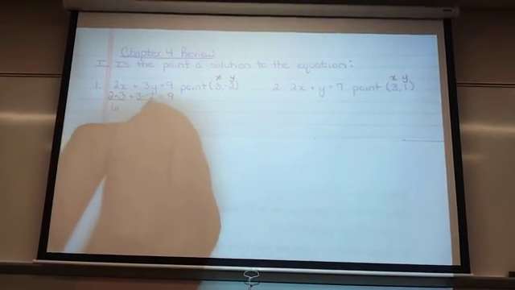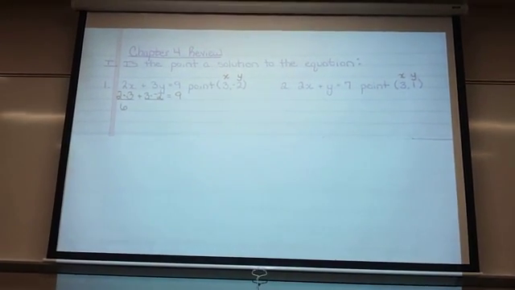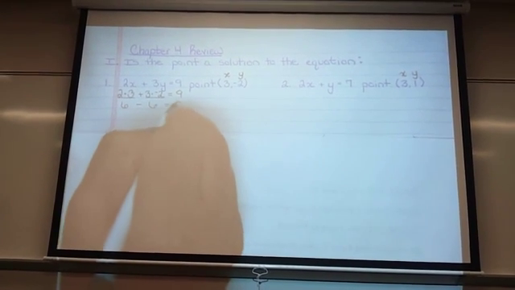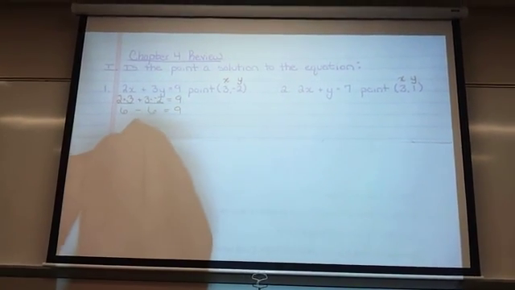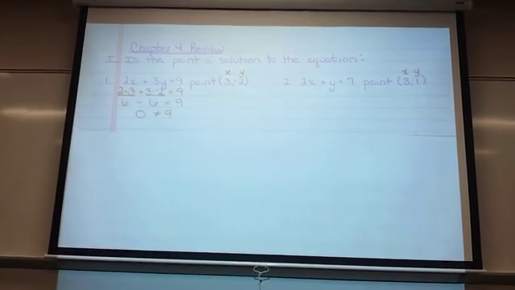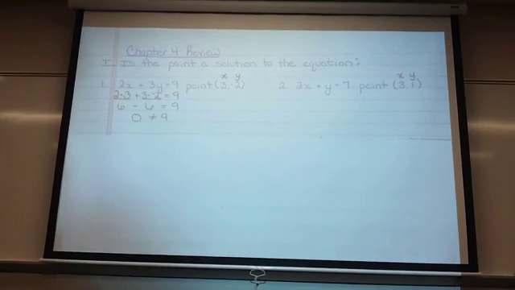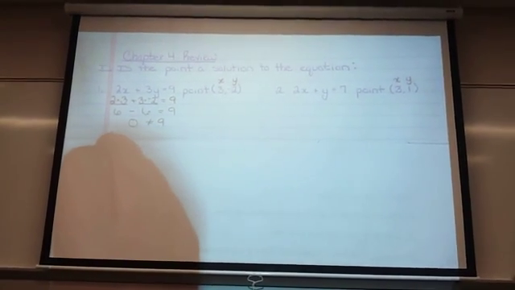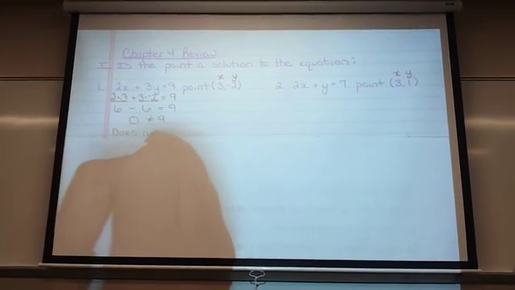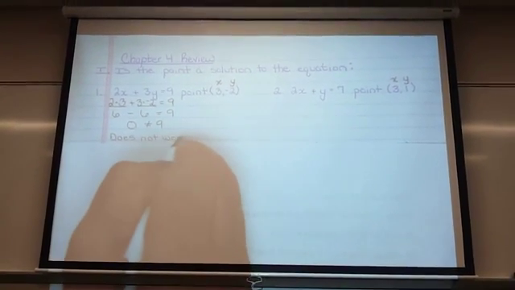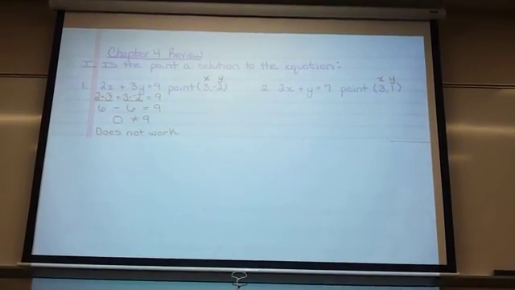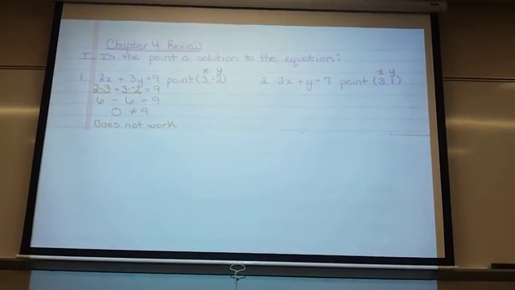What would a positive 3 times a negative 2 be? Negative 6, or minus 6. Equals 9. And 6 minus 6 is 0. So that definitely does not equal 9. And you can either show me just by putting the little slash through the equals, or you could say does not work. So that's how you will prove it to me on the test. Show me the arithmetic or show me does it make sense or does it not make sense.